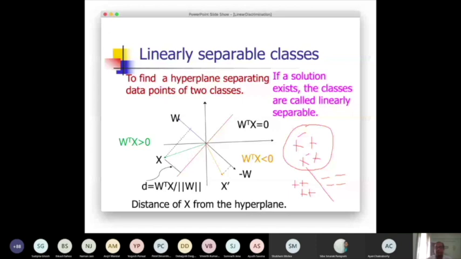So when we get a hyperplane which separates them, that means your training error is 0. Then we say these two classes are linearly separable. So can you tell me a criterion by which you can find out this condition, whether two classes are linearly separable or not?